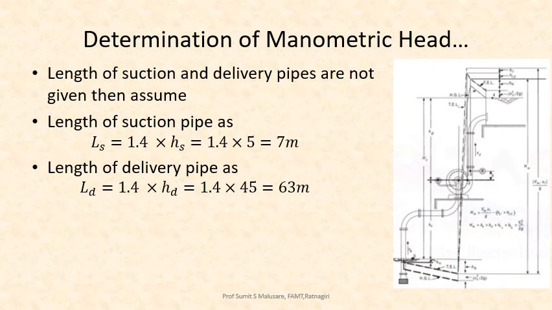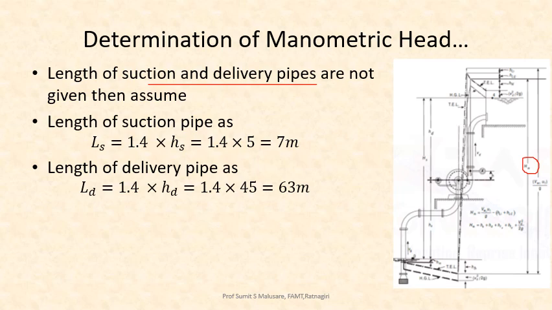Now which things do we have to find out? We have to find the value of Hm, that is the manometric head. For that reason, I have to find the losses in the suction pipe, losses in the delivery pipe, the velocity losses in the suction and delivery pipe, frictional head loss, and again the head loss in the impeller. All these things we have to calculate. For that, we have to make certain assumptions, first of all regarding the suction and delivery pipes.